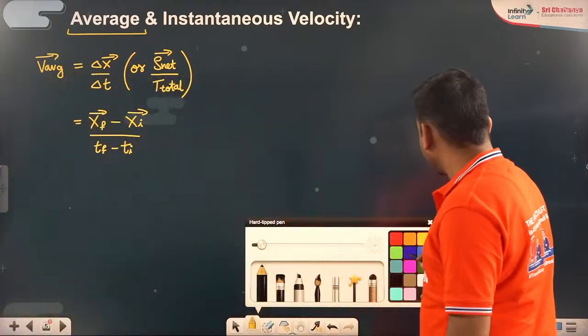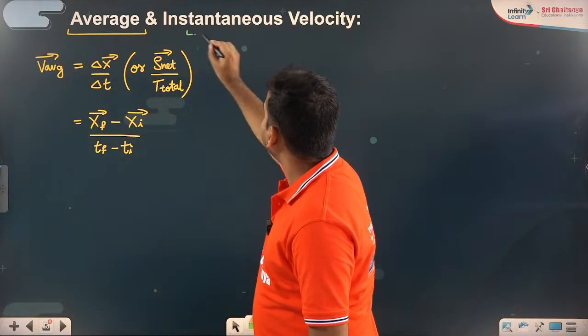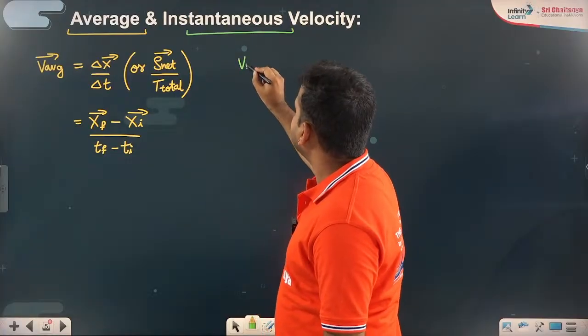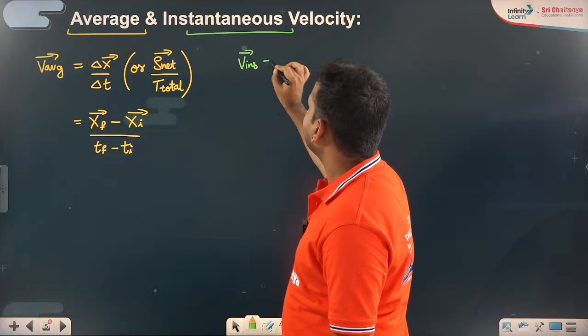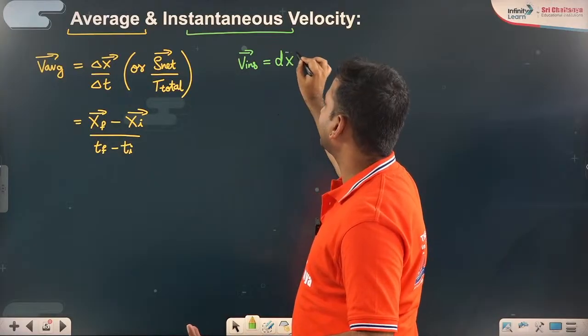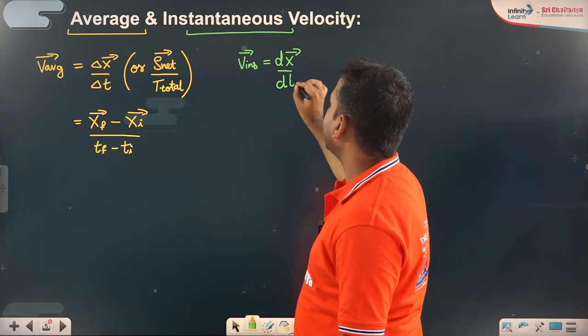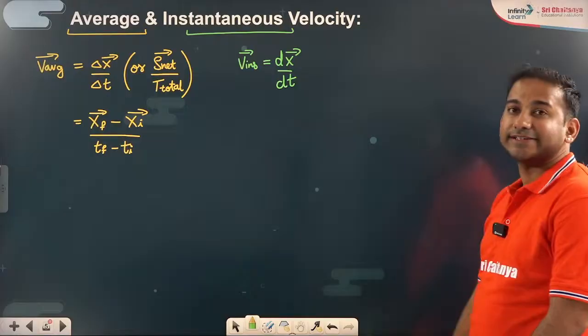And if I particularly talk about the instantaneous value, so I will say the instantaneous velocity vector will be given by, since small changes you have to deal with, dx by dt, differentiation.